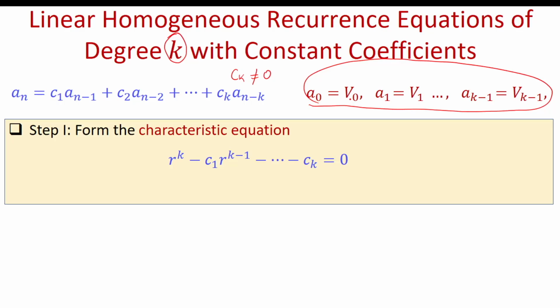Okay. So what will be the process in the general case? We will first form a characteristic equation. This will be a degree k equation.